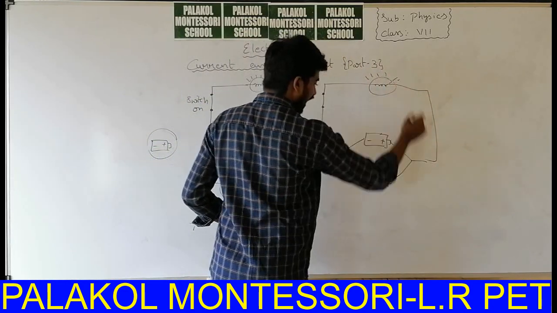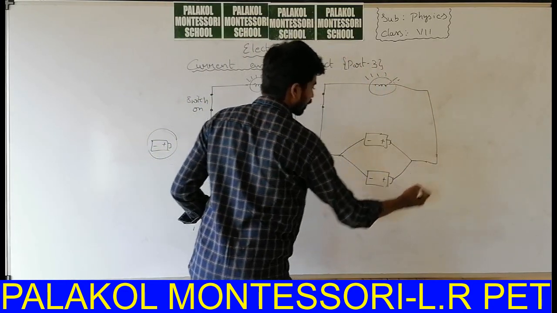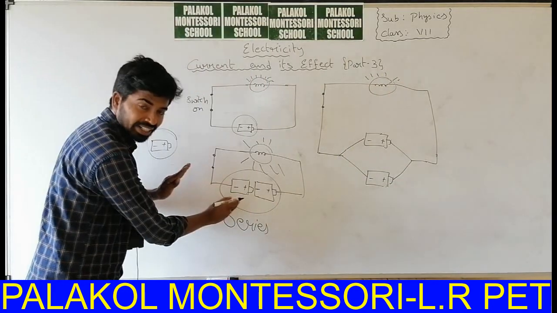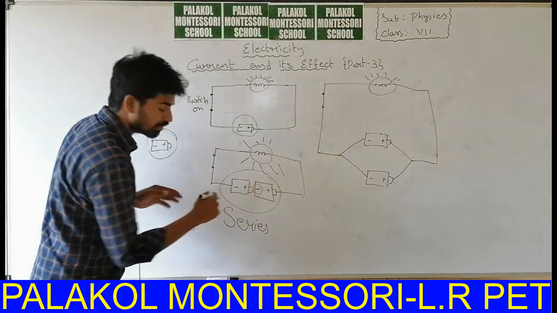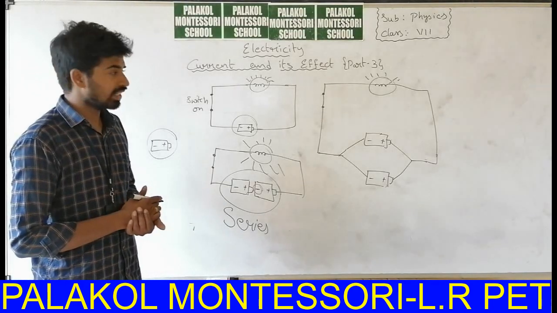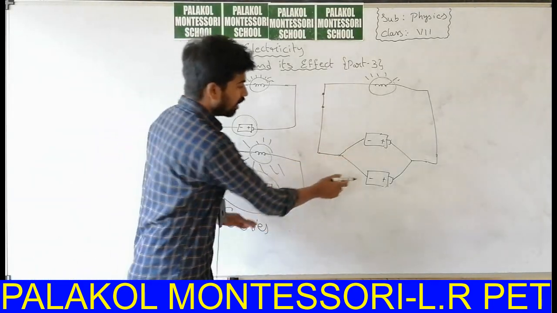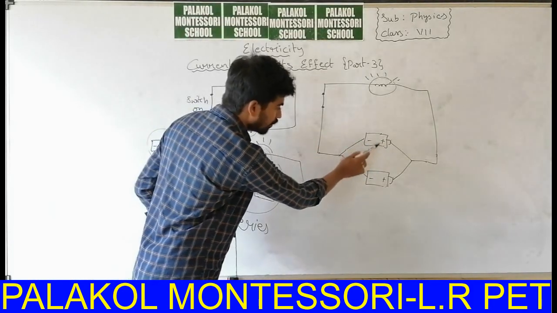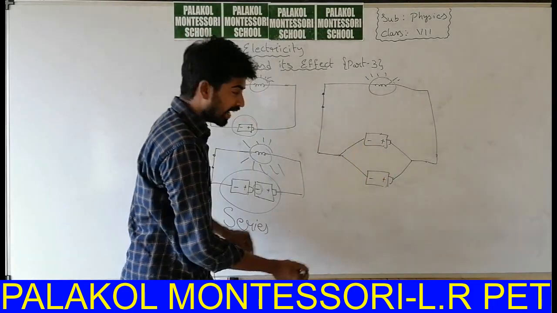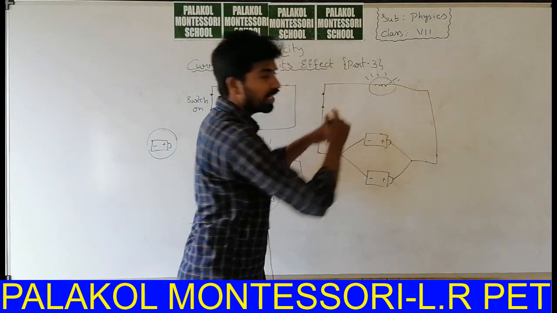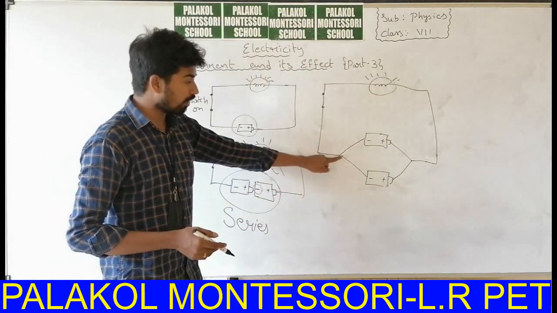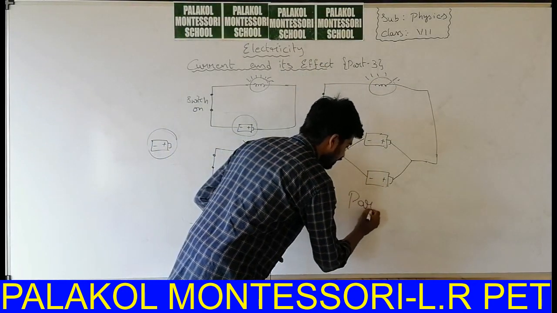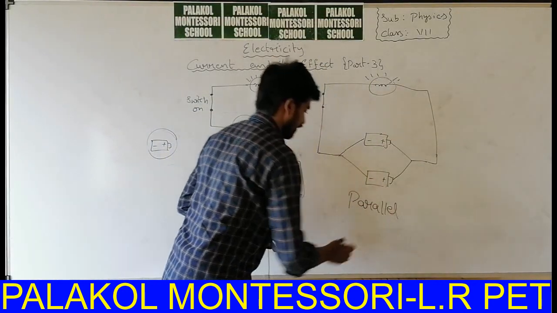So in this way I have connected the circuit. What you have observed here: the positive terminal of the first battery is connected to the negative terminal of the second battery, right? But here, all the negative terminals of the batteries are connected at one point, all the positive terminals of the batteries are connected at one point, and these two points are connected to the bulb. So you can call this a parallel connection.